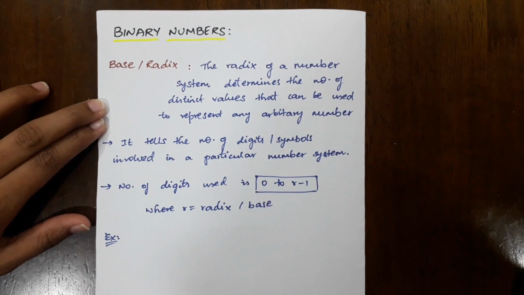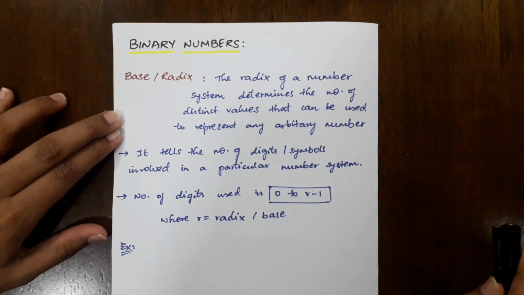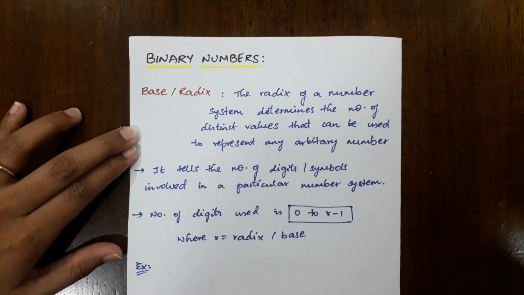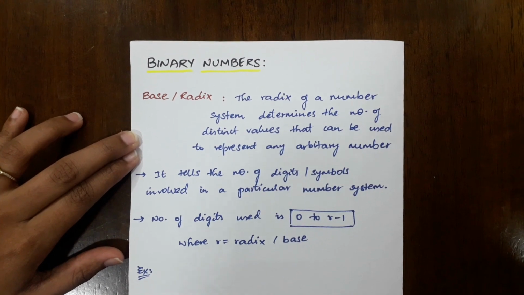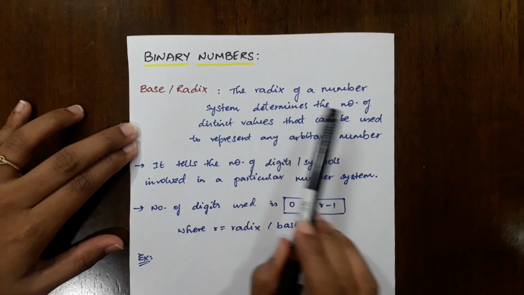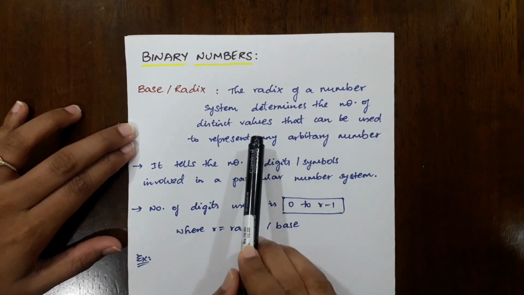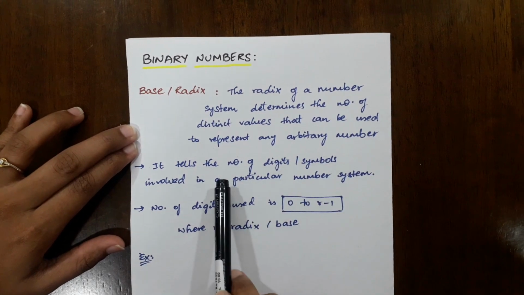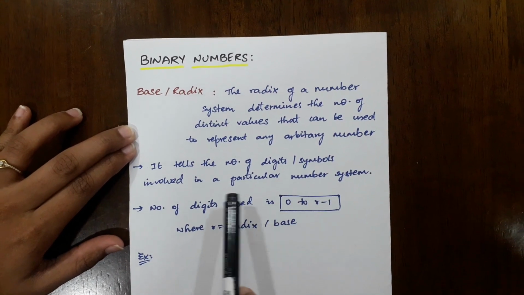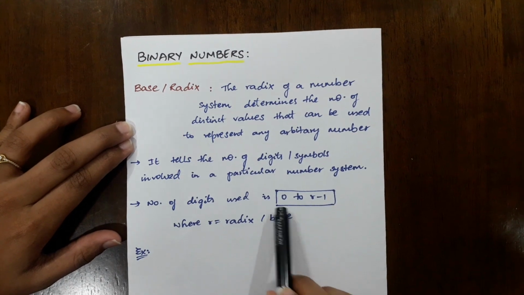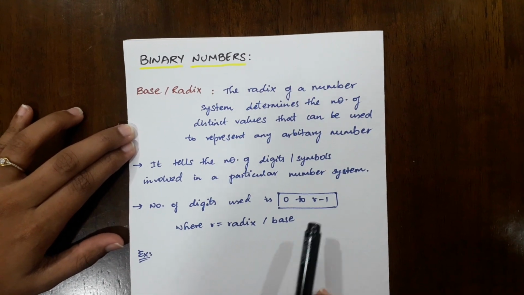Binary numbers. We are all aware of the fact that binary numbers only use two digits, 0 and 1. Before getting into a broader aspect of what it actually is, first I want to define what is meant by base and radix. The radix of a number system determines the number of distinct values that can be used to represent any arbitrary number. It tells the number of digits or symbols involved in a particular number system. The digits used are 0 to r minus 1, where r stands for radix or base.